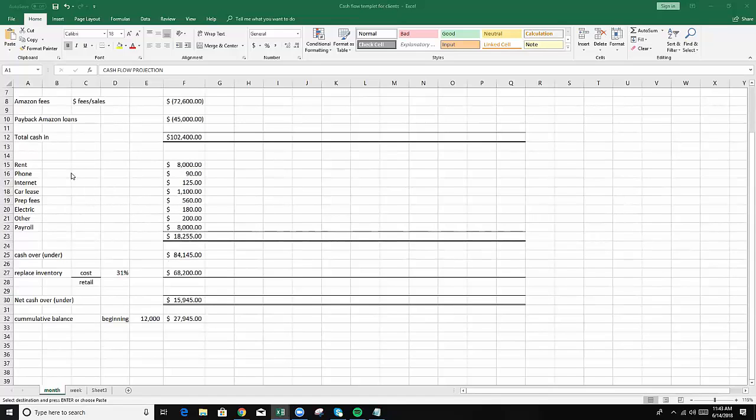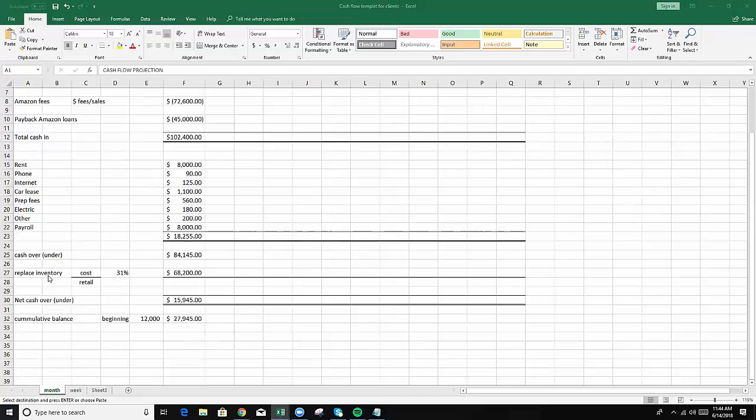Now you go through your expenses. I have your rent, phone, internet, car lease, prep fees, electric, other, payroll, whatever your expenses are. You pay them every month, so you have a good idea of what they are on a monthly basis. So you put that in there, you add that up, and you get to line 23, which is the total. And then 25 is that one subtracted from the 102, $84,000 more cash coming in than going out. All right? Now, this has nothing to do with profit, loss, or anything else. This is just cash. Right?